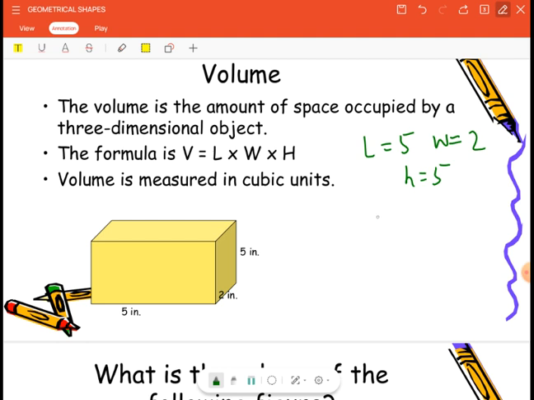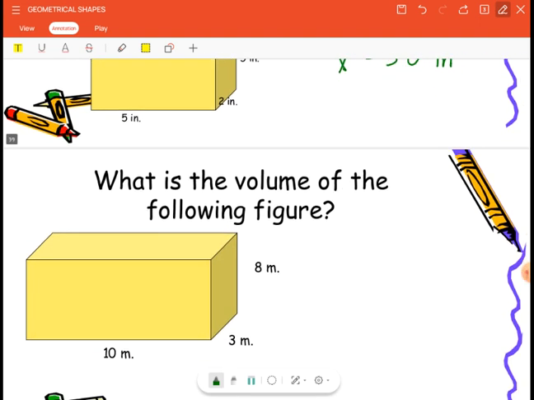Okay? And then, yung volume natin is equals to 5 times 5 times 2. Okay? And that is equals to 50. Okay? So, check nyo sa calculator. 5 times 5 is 25 times 2 is 50. And yung ating units dito ay cubic inch. Okay? So, what is the volume of the following figure?